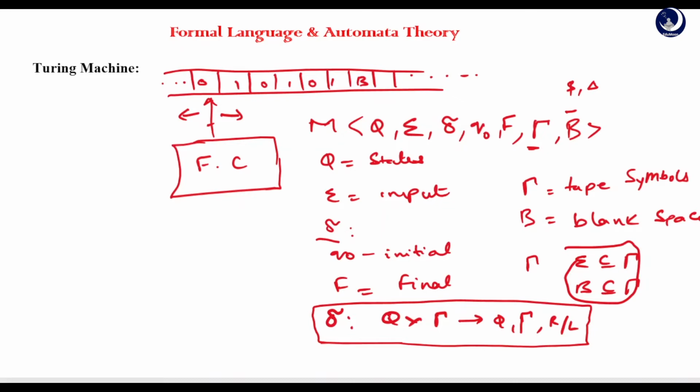Let us take an example of the language L equal to 0 power n 1 power n, where n is greater than 0. We already discussed this type of problem for automata, so let us solve it using the Turing machine. This language, where n is greater than or equal to 0, generates strings like 01, 0011, 00011, and so on.